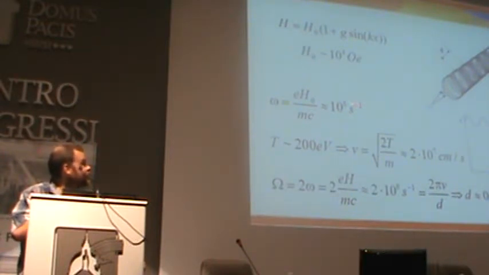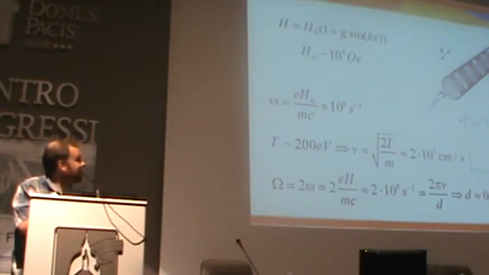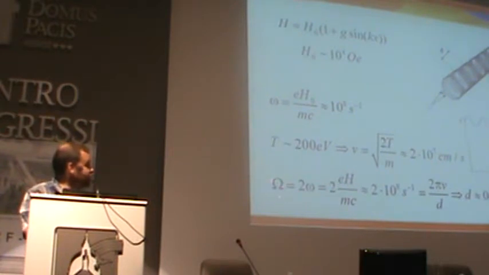If we know this frequency, if we take protons with energy 200 electron volts, we can calculate their speed. If we know this speed, we can calculate the distance which is needed, the period of this coil, and we can find this period. The frequency of oscillation with this coil has to be 2 times greater than the frequency of oscillations.